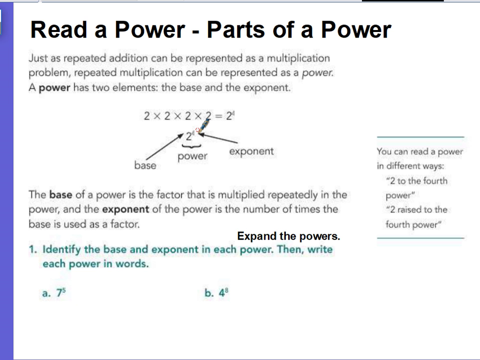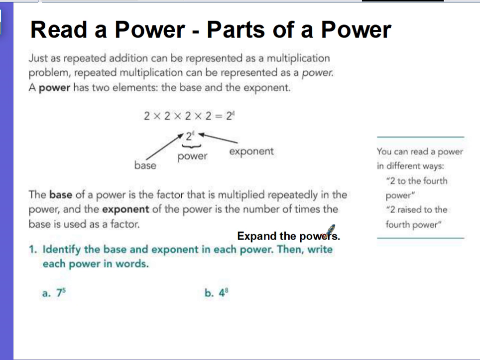So again, because this 4 is there, a small 4 in the upper right-hand corner, it says there should be 1, 2, 3, 4, 4 2's being multiplied together. The base of a power is the factor that is multiplied repeatedly in the power. And the exponent of the power is the number of times the base is used as a factor. So now we want to identify the base and exponent in each power.